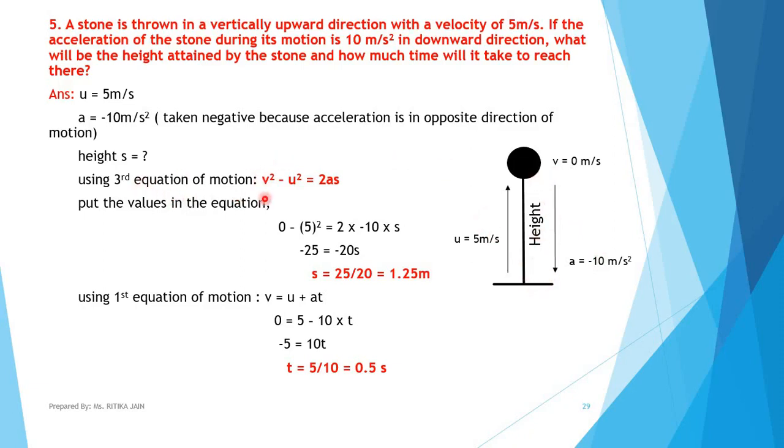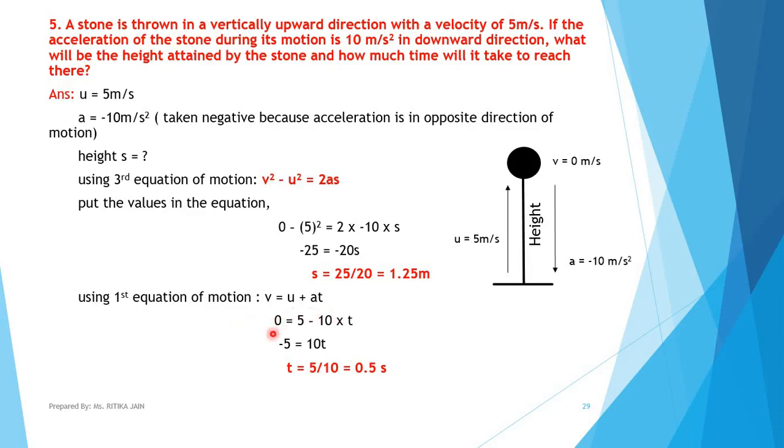So we will use the third equation of motion, that is v square minus u square equals 2as. Put the values here. You will get s equals 1.25 meter. It means the stone will attain a height of 1.25 meter from the ground. Now, in the second part, you have to calculate how much time it will take to reach there. So we will use the first equation.